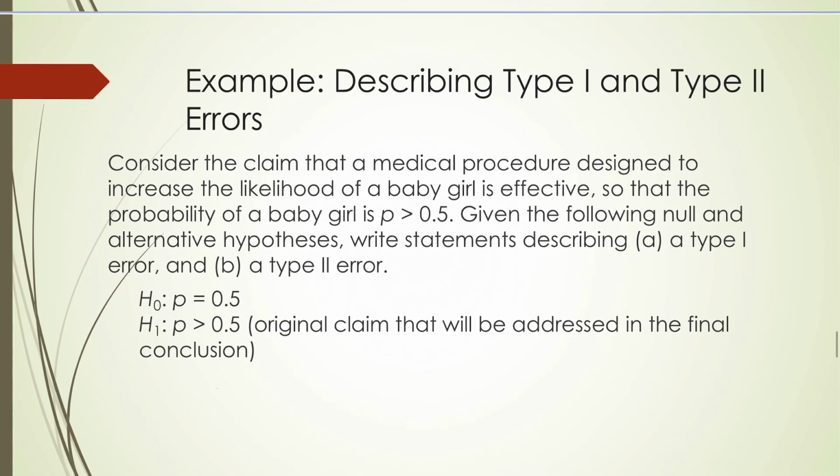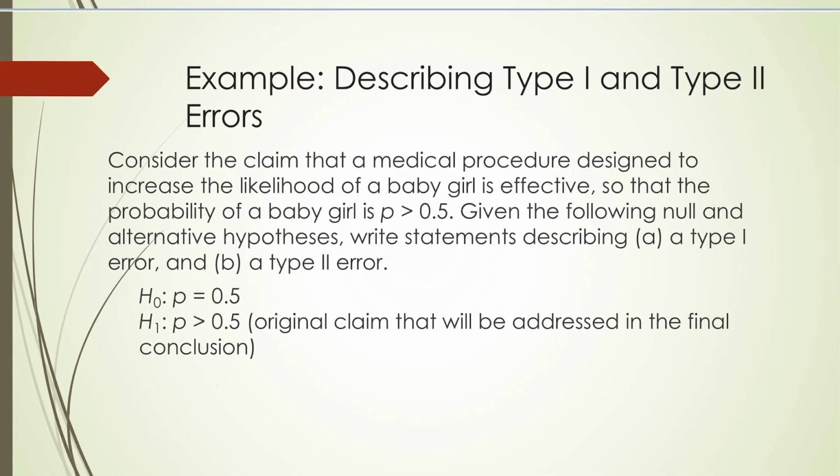Okay, so let's take this example. We'll consider the claim that a medical procedure designed to increase the likelihood of a baby girl is effective. So the probability of a baby girl is p greater than 0.5. Give the following null and alternative hypotheses. Write statements describing a type 1 and a type 2 error. Okay, given, here's our hypotheses.